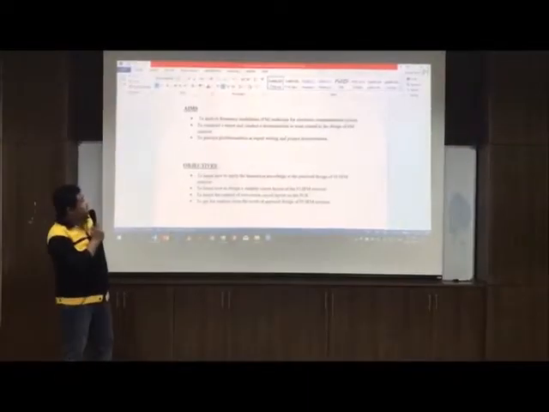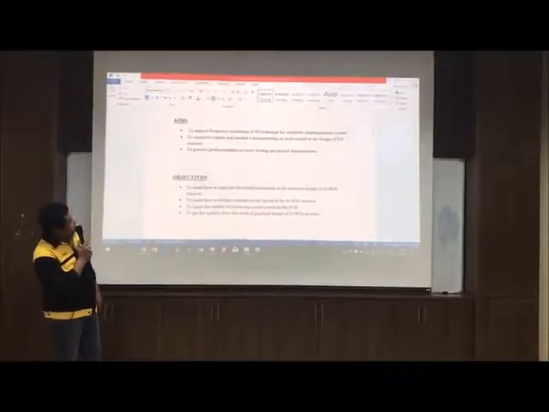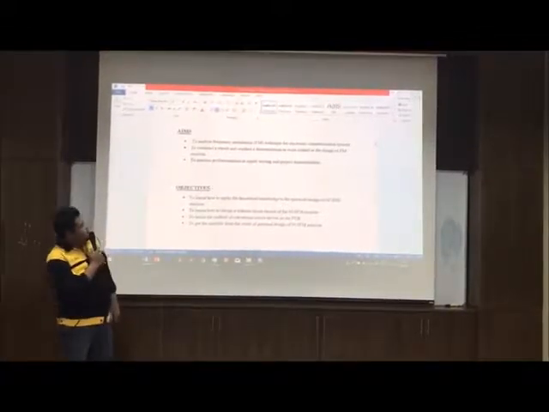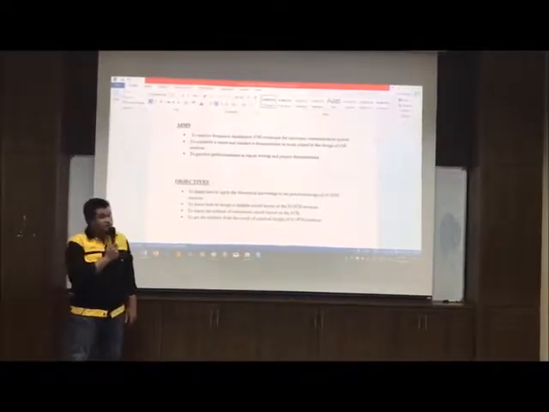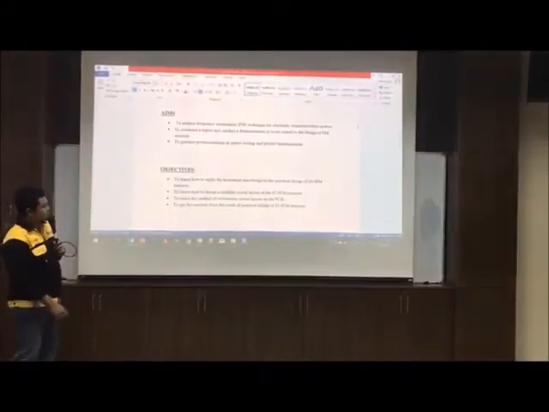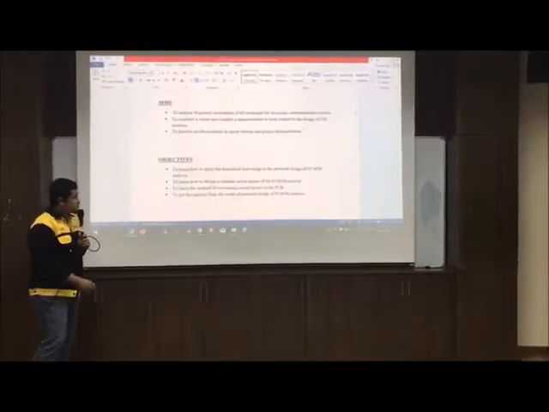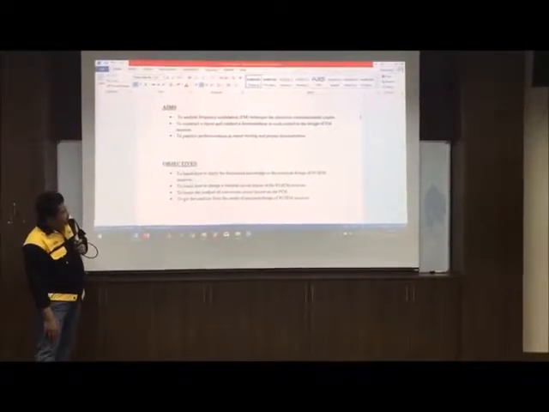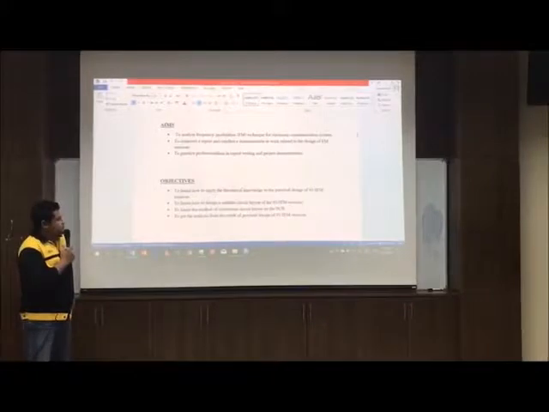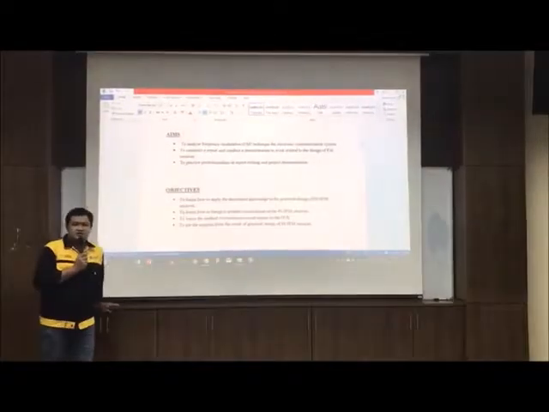The aim of this project is to analyze the frequency modulation FM technique for the electronic communication system, to construct a report and conduct a demonstration related to the design of an FM receiver, and to practice professionalism in report writing and project demonstration. The objectives are to learn how to apply the theoretical knowledge to the practical design of a 93 FM receiver, to design a suitable circuit layout for it, to learn the method of converting the circuit layout onto the PCB, and to get analysis from the result of the practical design of 93 FM.